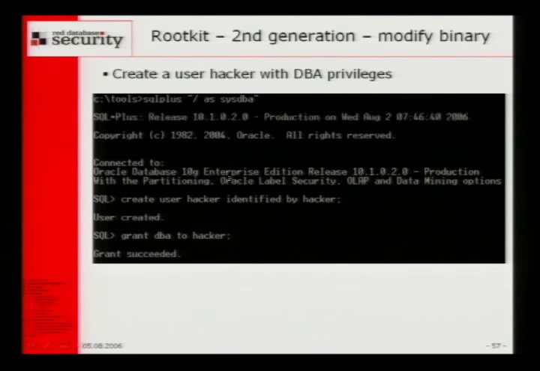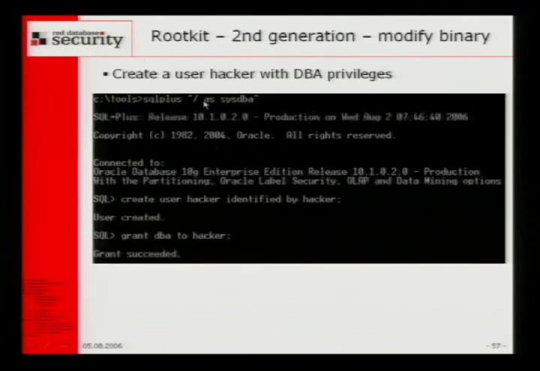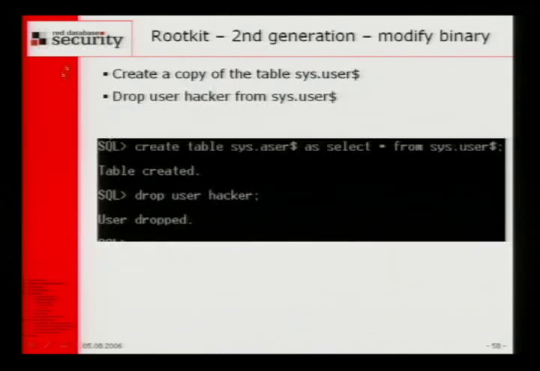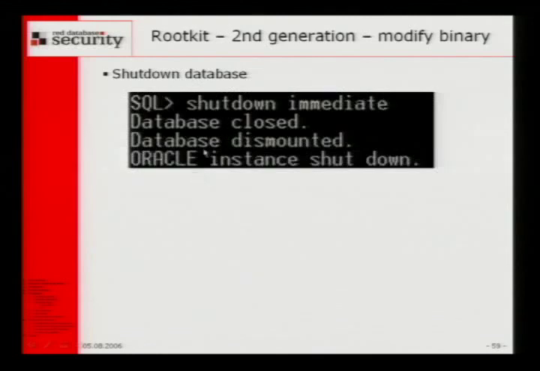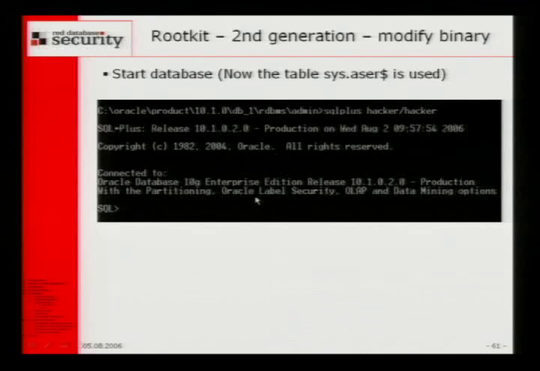So here we create a user with DBA privileges. Then we create a table, because we must do this before we change the table name in the binary file. So first we create a hacker. This hacker is created in the sys.user$ table. Then we create a copy of the sys.user$ table containing the user hacker, and then we drop the user hacker from sys.user$. So it's not available in sys.user$, but in this table. Then shut down the database, replace everything, and then we can log on with this user.